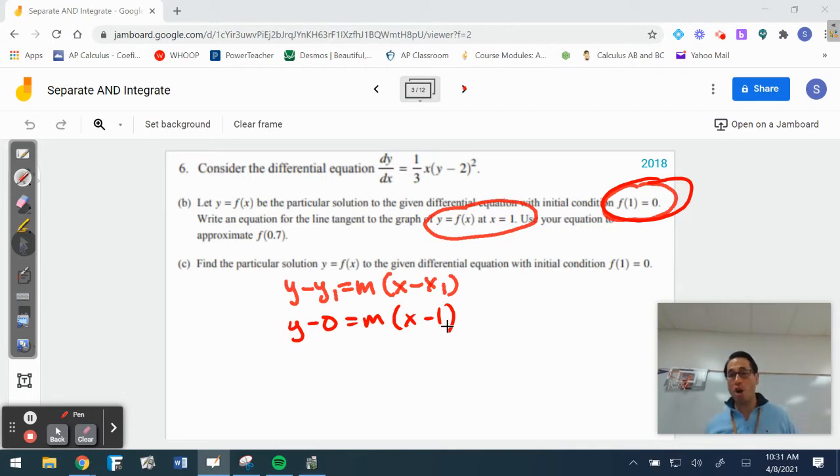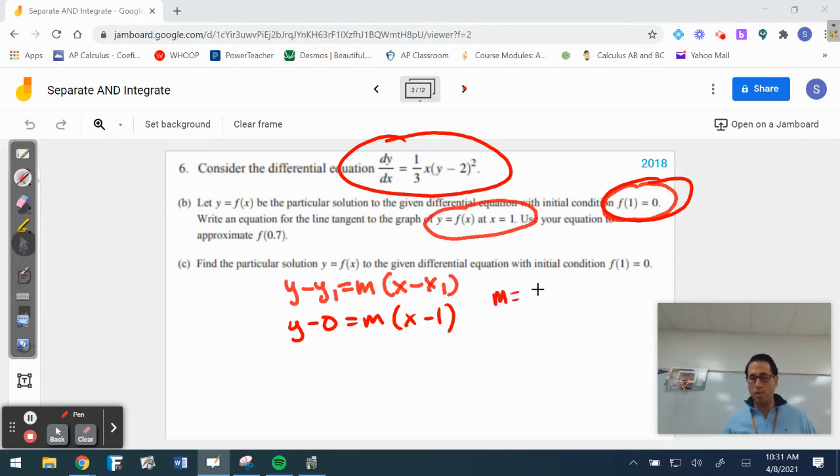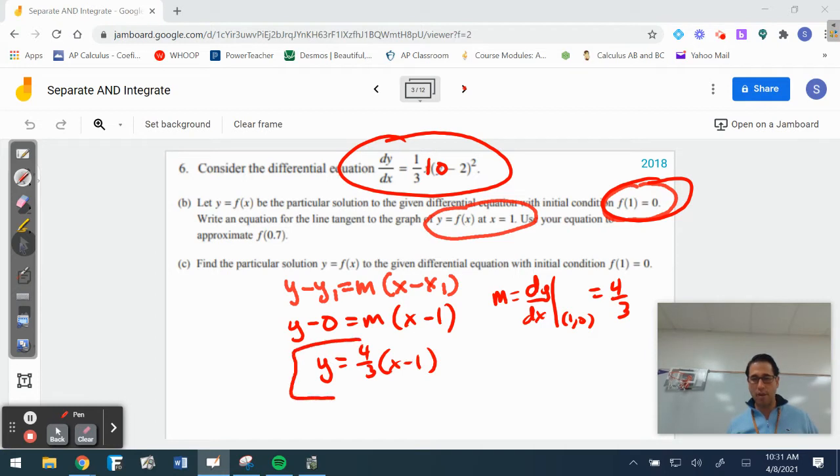Well, m means slope, and slope means derivative. There's my derivative right there. So m is going to be equal to dy/dx when x is 1 and y is 0. Let's do a little work. If I put a 1 in here for x and a 0 in here for y, I get an answer of 4/3. So my answer is y equals 4/3 times the quantity x minus 1.